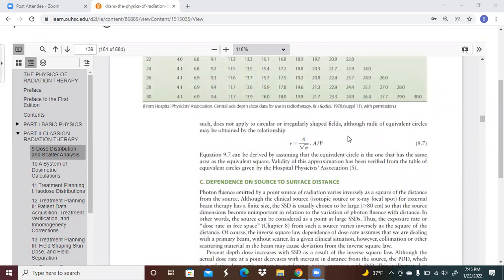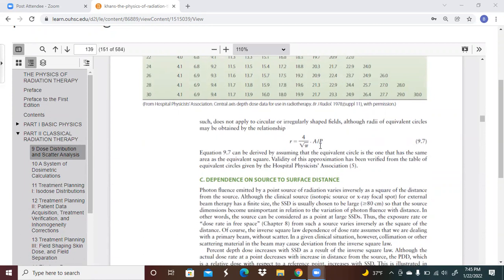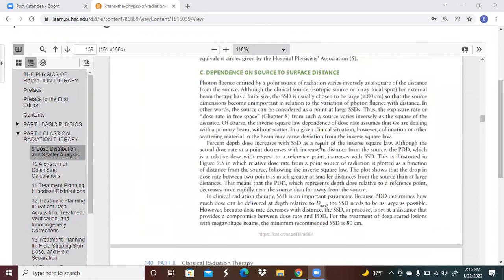Now, if you're looking for an equivalent circle, this is the formula, again, that you can use. All that to reiterate, again, this is something that works empirically. It is not something that can be derived from something else. It just happens to work out that way.